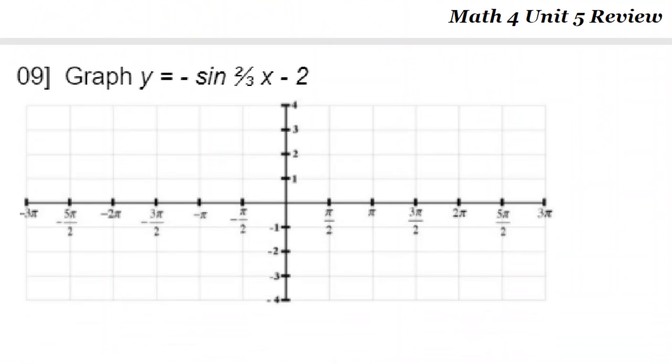All right, before we graph it, let's take inventory. We've got a negative up front, which means that we are going to flip on the x-axis. Our amplitude, there is no number in front, which means that our amplitude is 1. We can say that our shift is going down 2.